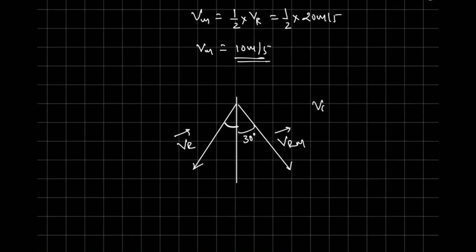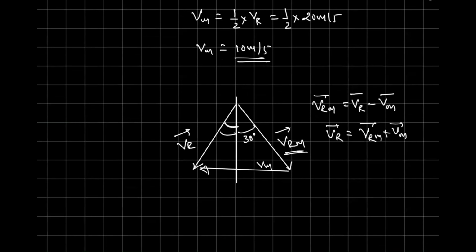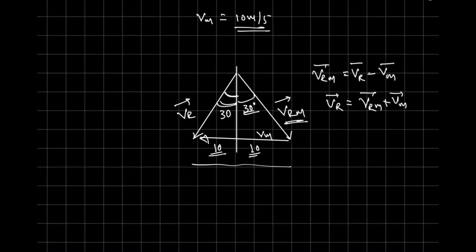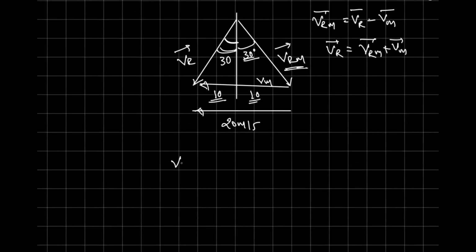So we already derived this: the velocity of rain with respect to man is equal to the velocity of rain minus the velocity of man. I can say the velocity of rain is equal to the velocity of rain with respect to man plus the velocity of man. So this is my velocity of rain with respect to man, and this is my velocity of man. This angle is also 30 degrees, and this angle is 30 degrees. We know this value was 10, so this value will also be 10 meters per second. So our total velocity in this direction has a magnitude of 20 meters per second. So the answer for the second one, the velocity of man, is going to be 20 meters per second.